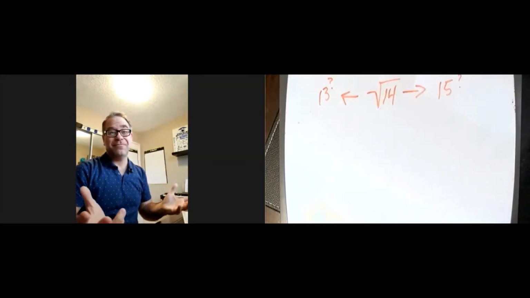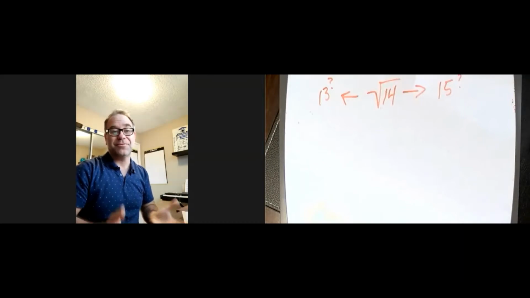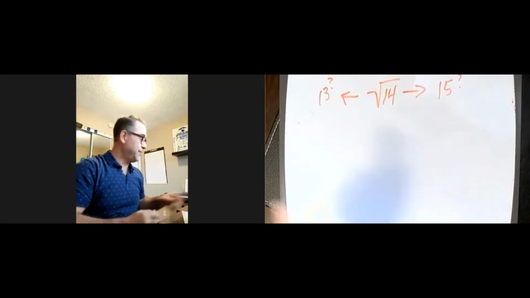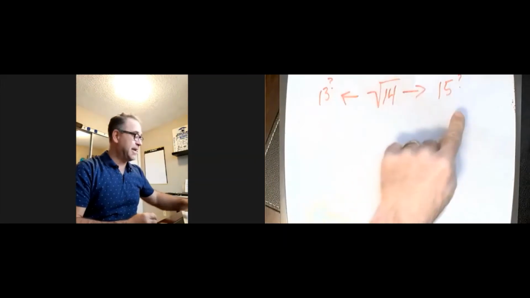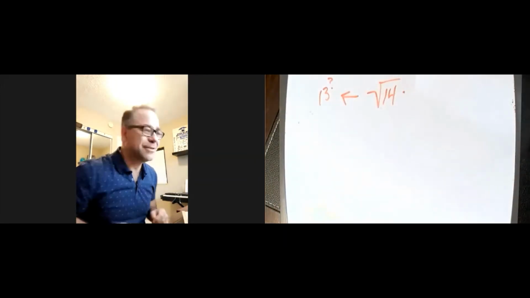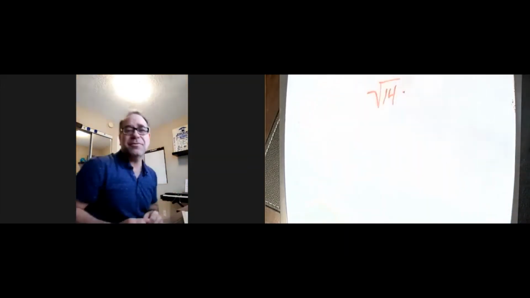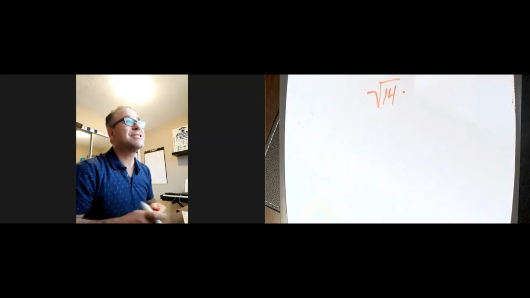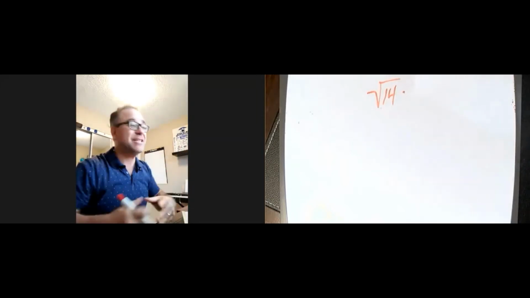Something like, what two whole numbers is the square root of 14 between? Well, it's got to be 13 and 15, right? Wrong. It's not 13 and 15. That's what it would be if it was whole numbers. But the square root of 14 is just a number, and it's sandwiched between these other ones.